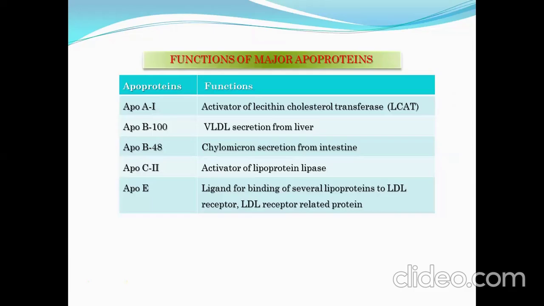What are the major functions of the respective apoproteins? Apoprotein A1 is the activator of the lecithin cholesterol acyltransferase enzyme, LCAT. So activator of lecithin cholesterol acyltransferase is apo A1. You can remember it as LCAT.